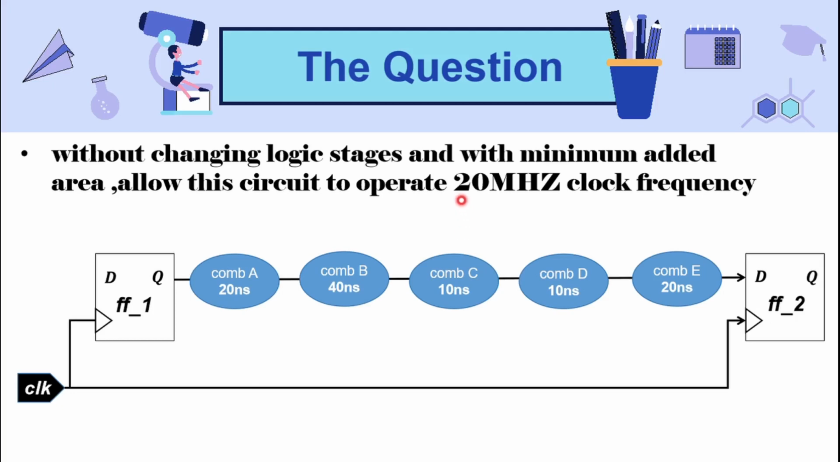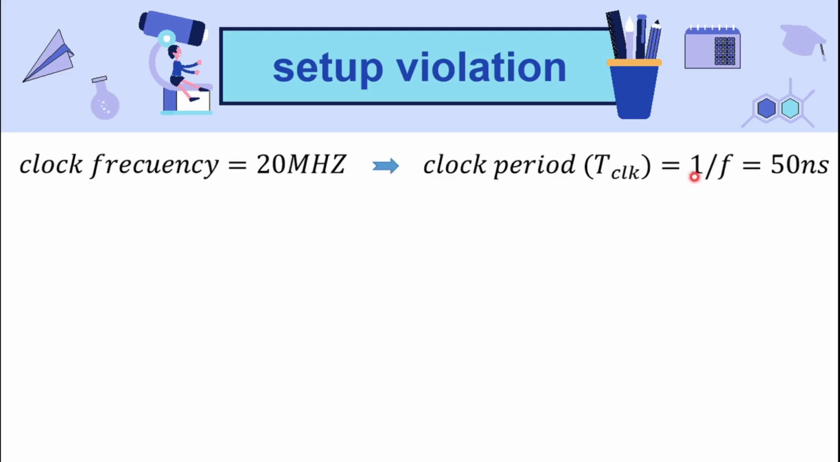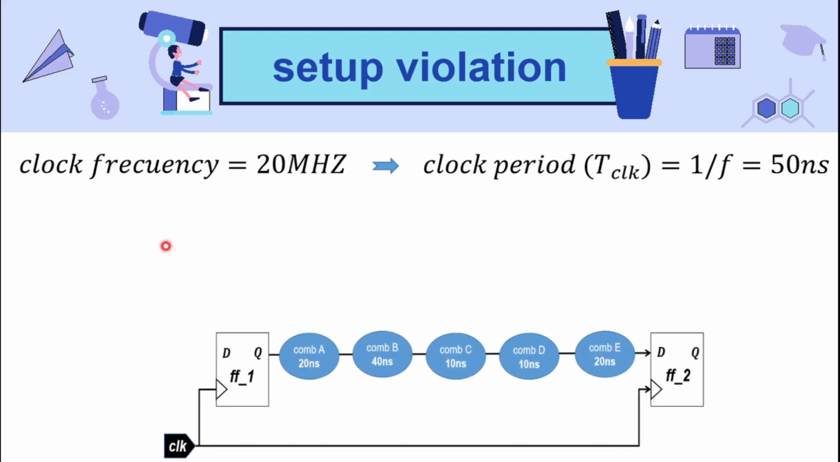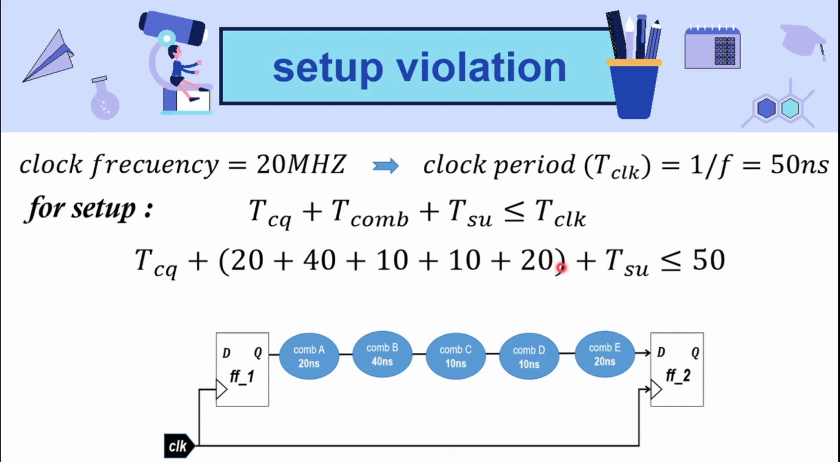First, we're going to check whether applying 20 MHz to the circuit can cause any violations. Let's check for setup violation. First step, we calculate the clock period from the clock frequency, which is 1 over the clock frequency, equal to 15 nanoseconds. For setup, we gather this combinational logic and apply it to the setup equations. We're going to find out that this value is not less than 15 nanoseconds, so there will be a setup violation.